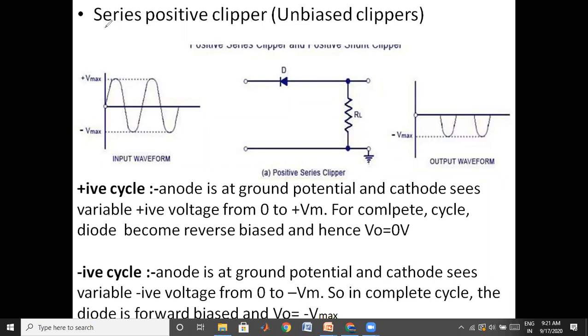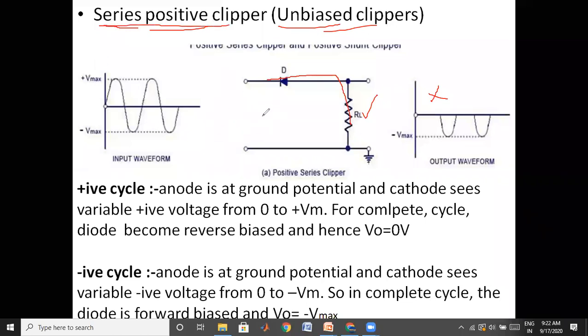As the title itself says, the diode should be in series with our load. This is our load resistance, and the diode is connected in series. I have said positive clipper, therefore the output should not consist of any positive waveform. And unbiased means there is no reference voltage. When we discuss the biasing circuit, you will get the idea. Keep it aside for now.